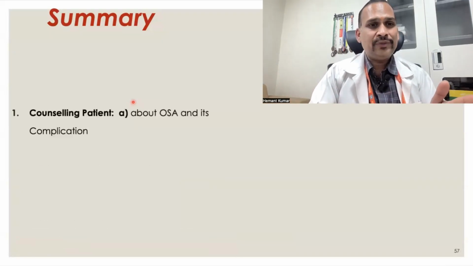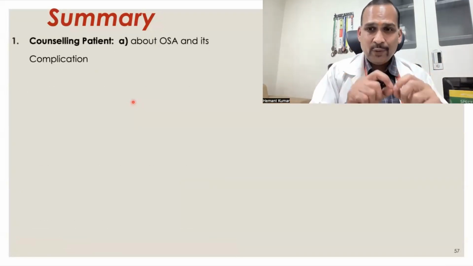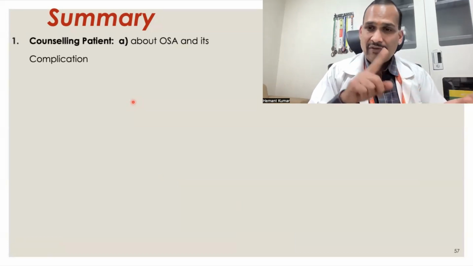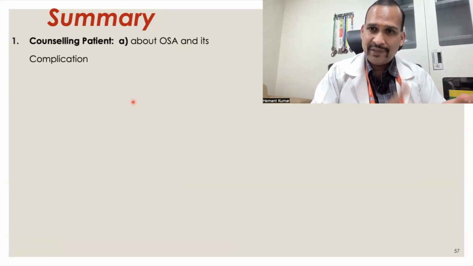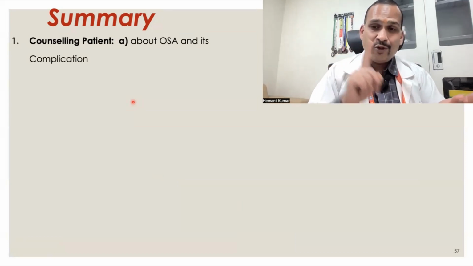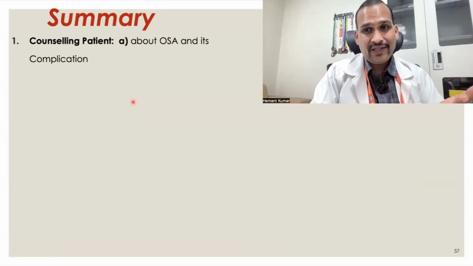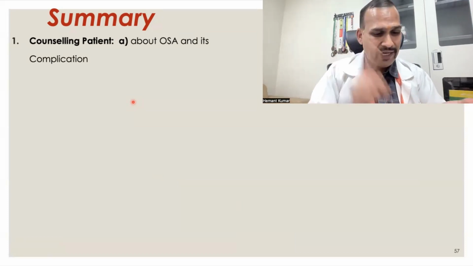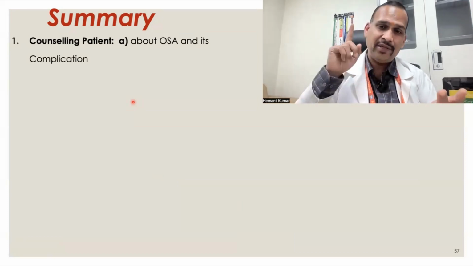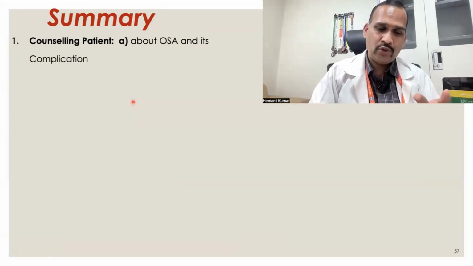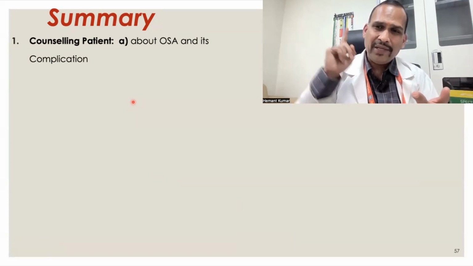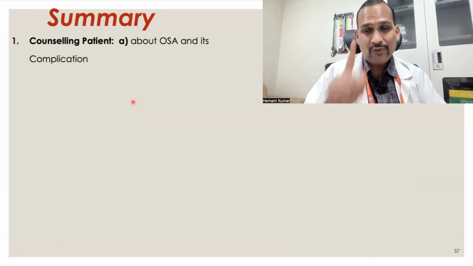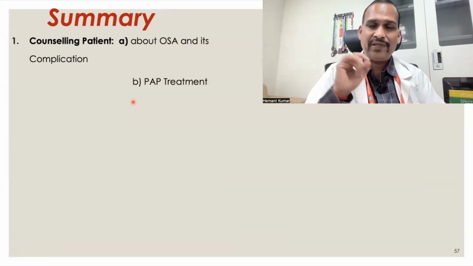Okay. So to summarize, we have to counsel the patient about OSA. We have to tell why OSA developed, what the symptoms of OSA are, and what the complications are. If you do not get treatment for OSA, you will have diabetes, hypertension, heart attack, stroke, osteoporosis, many complications if you do not treat the OSA patient. We have to counsel the patient. Then only will the patient accept treatment.